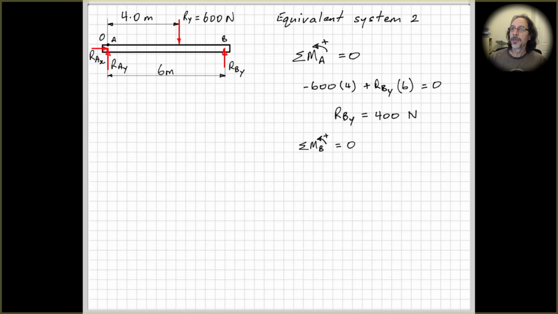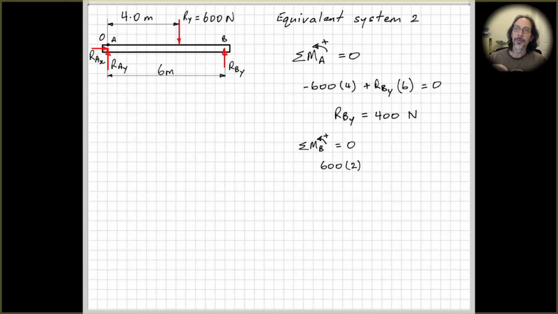Let's apply another equation of equilibrium. This time I'm going to use another moment equation instead of the sum of the forces, just to show that you can do that. So we have 600 times 2. This time we have our 600 newton force, perpendicular distance to point B. Note the importance of indicating where you're taking moments about. This distance here is 6 minus 4, which gives us 2. And about point B, that's going to tend to rotate anti-clockwise, so this is going to be positive.